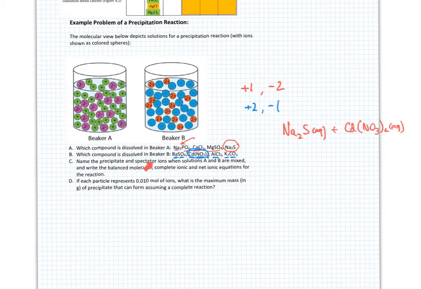Okay, so let's look back at the problem now, and we notice the next problem, part C, name the precipitate and spectator ions when solutions A and B are mixed. Write the balanced molecular, complete ionic, and net ionic equations for the reaction. So there's a couple of steps here. It's actually probably easiest to name the precipitate and spectator ions once you've written the molecular equation. So let's take a stab at the molecular equation.